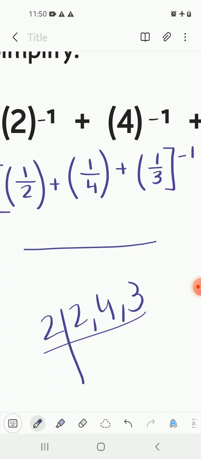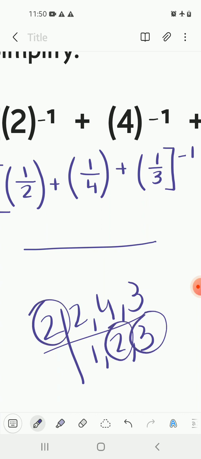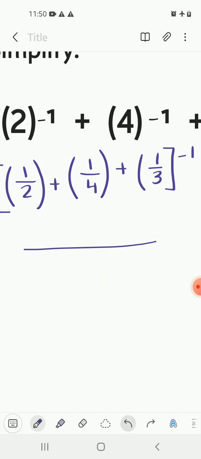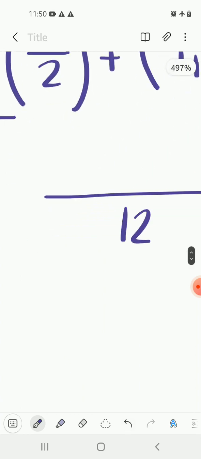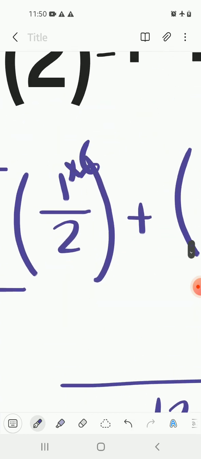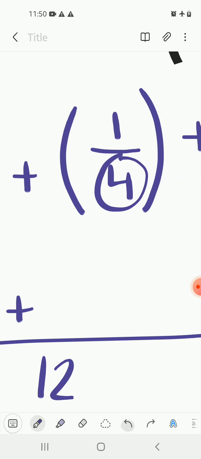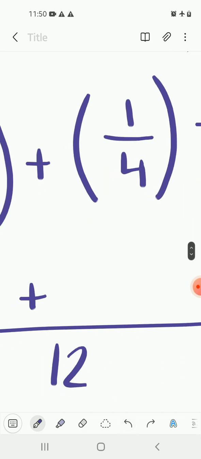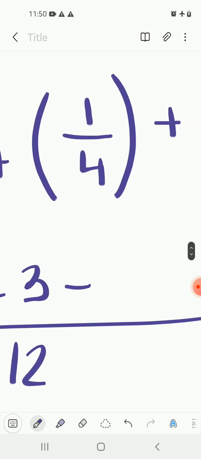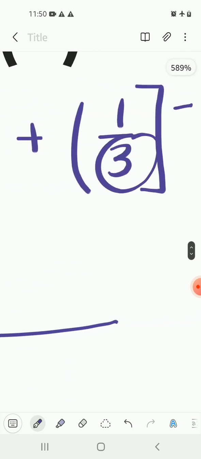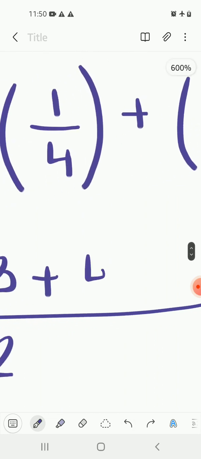I'll show you how. 2 into 2, 4 into 3, 12. So my LCM is 12. So this will be multiplied by 6, so 6 plus this is 4, so it is into 3 is 12. So multiply the numerator with 3 as well. So this is 3. Then we have plus, there is again 3, so 3 into 4 is 12. So multiply this with 4 as well. So we get 4 here.